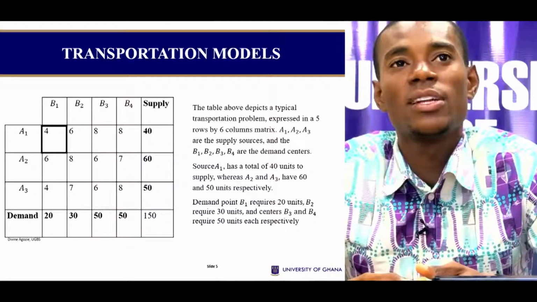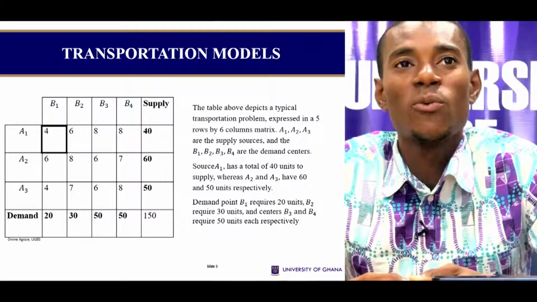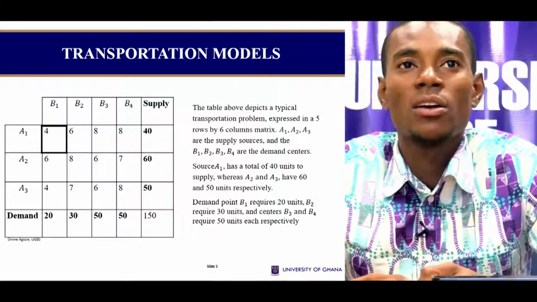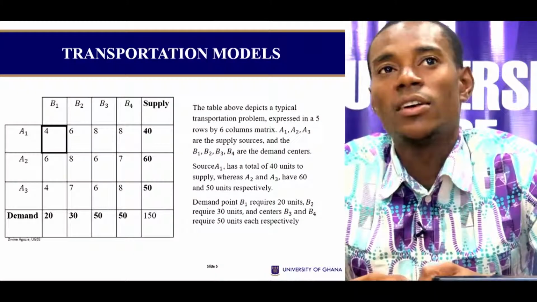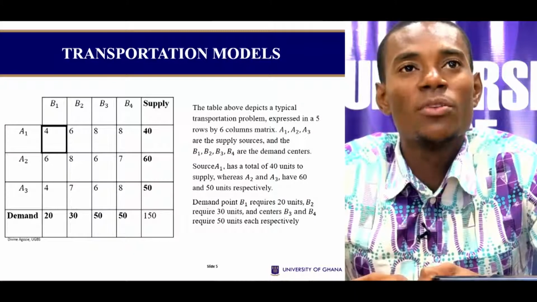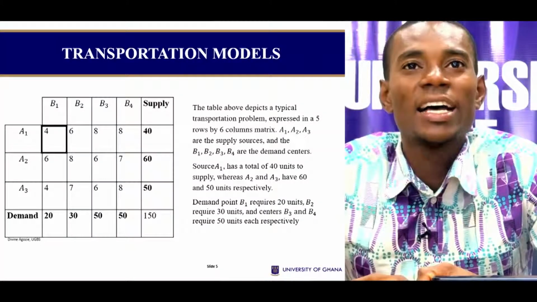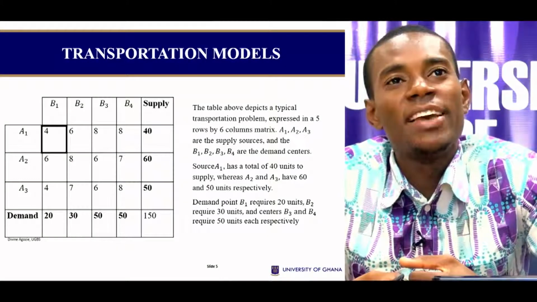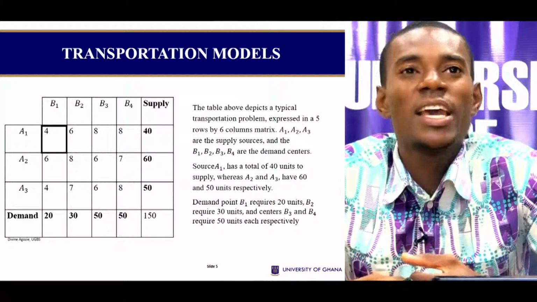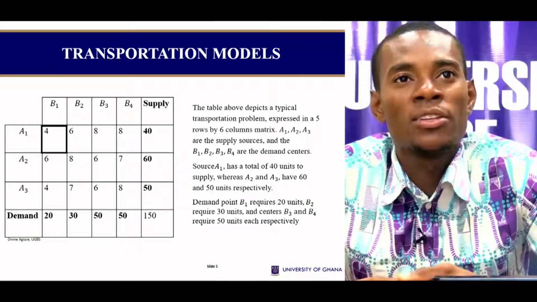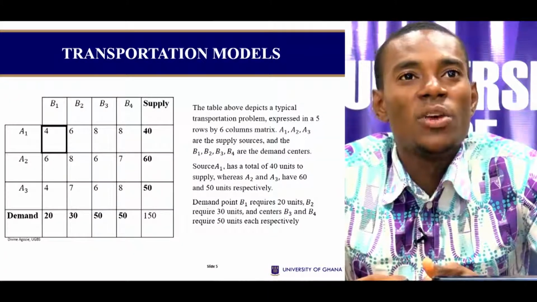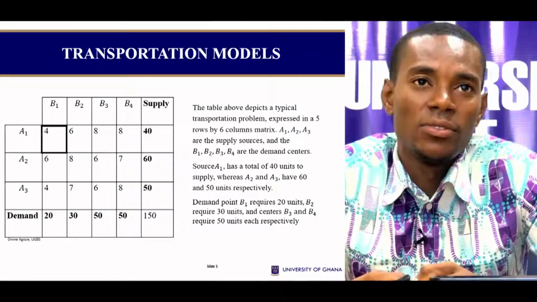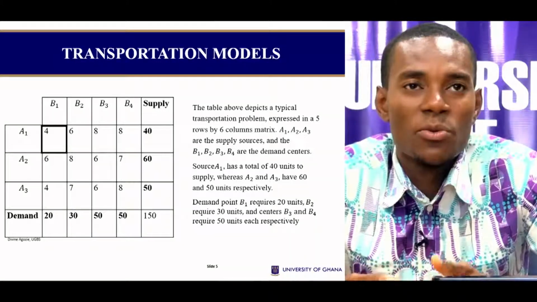You see, the northwest corner cell occurs in between A1 and B1. We can say it is in row 1, column 1. So it is in row A1 and column B1. Now, B1 requires a demand of 20. A1 has a supply of 40 to offer. We have said initially that you give exactly what is demanded, right? You can't give more than what is required. And so if A1 is willing to offer 40, but B1 requires 20, then we would allocate as much as possible in that cell, considering the demand and supply requirements.